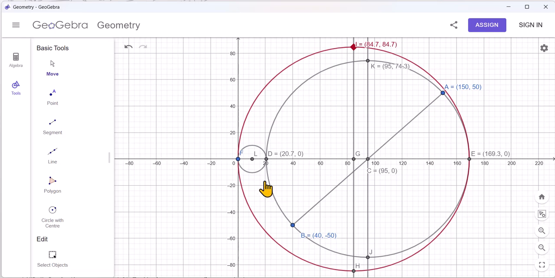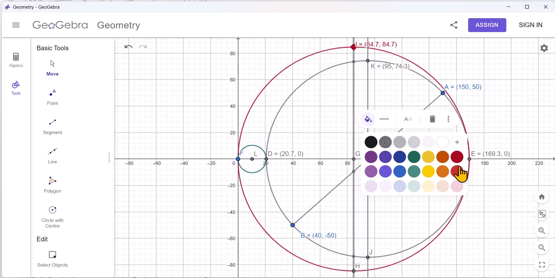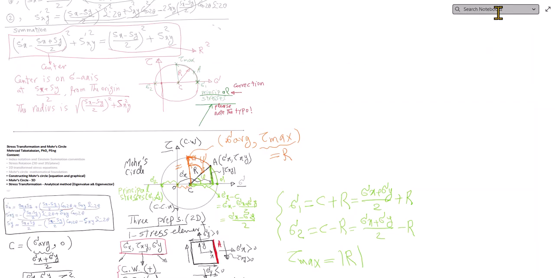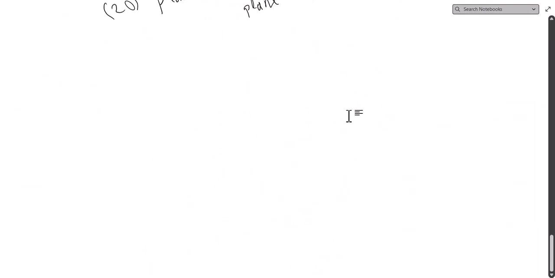Now, this guy here, maybe I make it green, gives you a maximum shear which is much smaller than the maximum shear that you have here, right? Maybe I make it red as well here, so we know what we are talking about. Okay, so that should do it for Mohr circle, and I close this video.